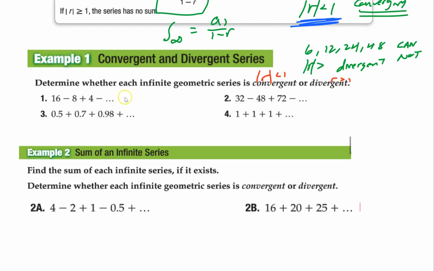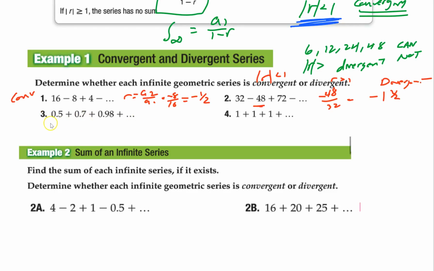So remember the way we find r, we do a2 over a1. So negative 8 over 16. Again, negative 1/2. So that's less than 1, so that's convergent. I can find the infinite sum. The next one, same idea. Negative 48 over 32. It's like negative 1 and I want to say 1/2-ish. The idea here is that it's bigger than 1. I know it's negative. I don't care, right? It's bigger than 1. This is divergent. So you cannot find it.